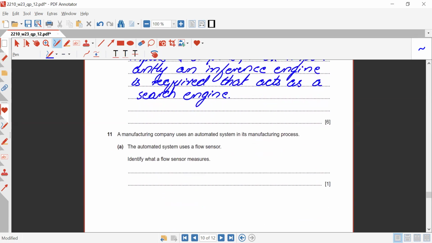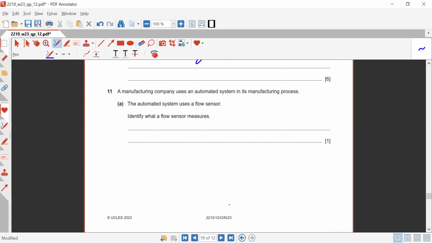Coming to the next question. It's about a manufacturing company that uses automated systems in its manufacturing process. The automated system uses a flow sensor. Identify what a flow sensor measures. Obviously a flow sensor will be measuring any sort of liquid or gas, because it is regarding the flow. So flow of a gas, or you may write liquid as well, because they have not specified over here.